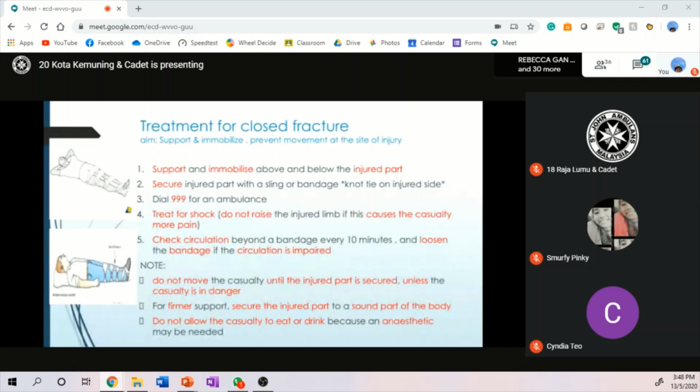And remember, do not allow the casualty to eat or drink, because the bone is broken. Of course, it will be very painful, and they may need anesthetic to numb the pain. You are not allowed to eat or drink when using anesthetic, for some hours.